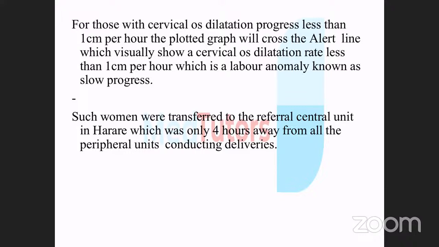So it means from the time they noticed that the labor was not progressing at 1 centimeter per hour, they have 4 hours for the patient to arrive from the local area to Harare. So within those 4 hours, the outcome is still okay. Within 4 hours from the time the labor is deviating, up to the time they come to the referral hospital, it can take them up to 4 hours, but the baby and the mother will still be okay. That's the essence of plotting that action line. Next slide.